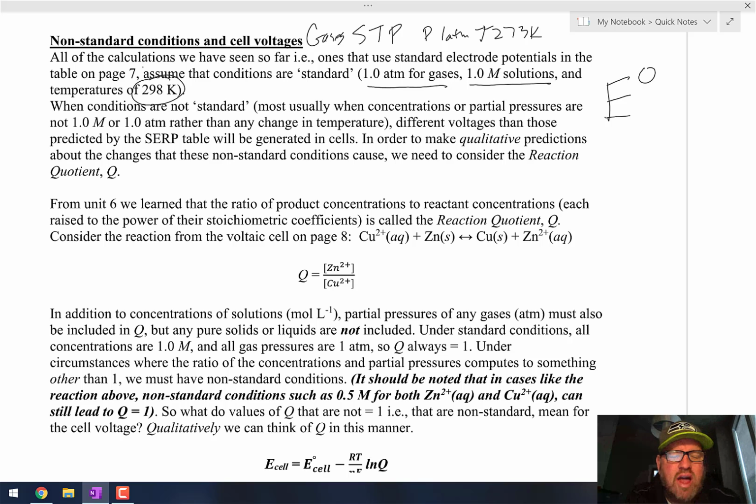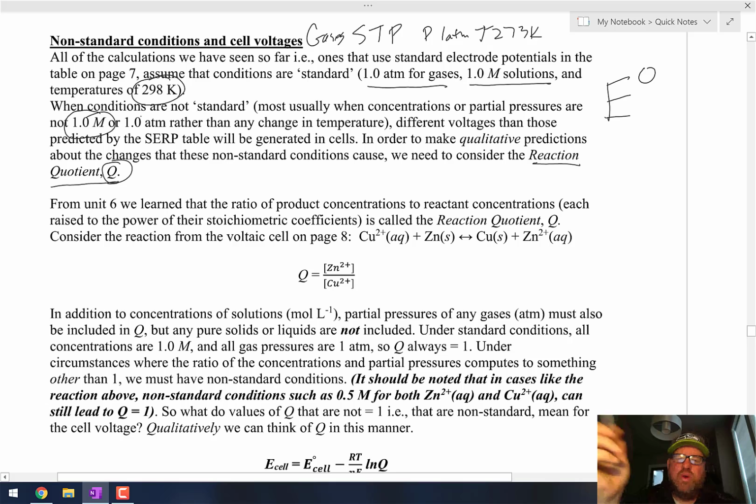Okay, but a lot of times, just like with equilibrium and other situations, you can have conditions when you're not at standard. And when that happens, typically it means that your concentrations aren't 1 molar. So when conditions are not standard, different voltages than those predicted by that standard reduction potential table will be generated in the cells. So in order to make a prediction about which one is greater, the standard cell potential or the non-standard, we need to consider, going back to equilibrium a little bit here, the reaction quotient, which is the letter Q.